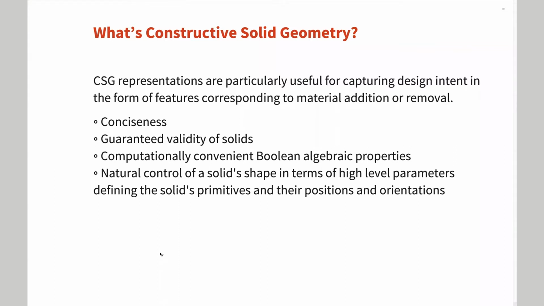The other property is that it gives you natural control in terms of parameterization of your scene or your object. For example, if you have a ball, you can easily change the radius and that will change your model. So that's one of the powerful properties of this scheme or technique of modeling.